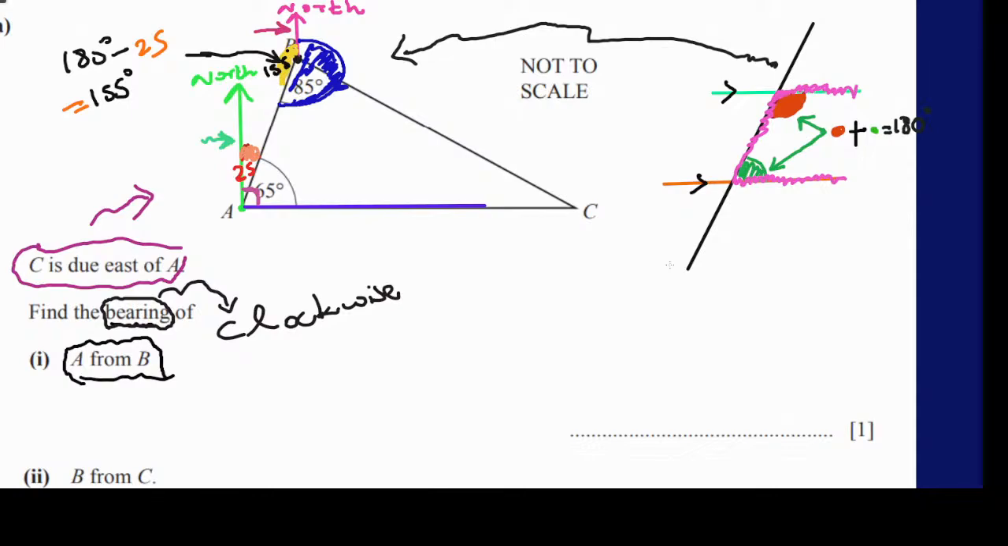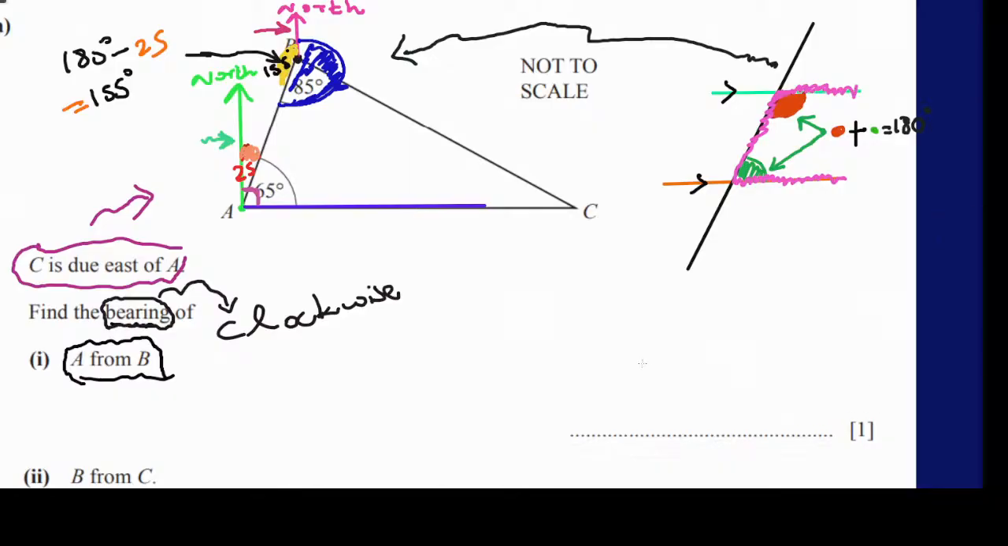Right. Still we haven't found the answer. What are we supposed to say? We are supposed to say what is the bearing of A from B, or we are supposed to find this blue angle's magnitude. How do we do it now?